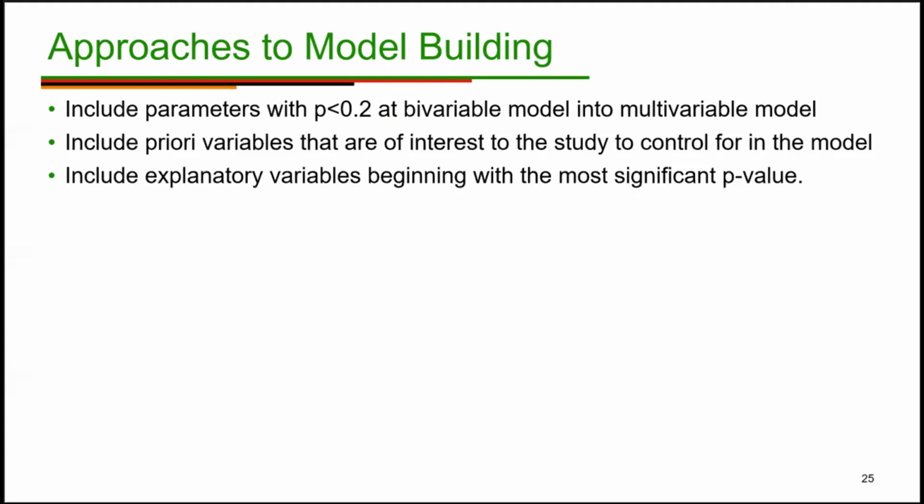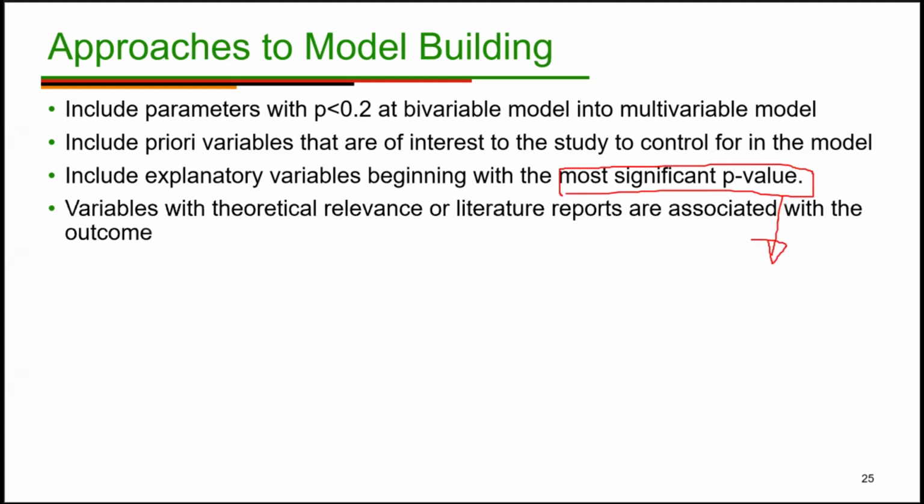So once you've decided on those variables, the mistake that many of us make is just to throw everything into your model. And sometimes you have a variable that is creating some noise or is straining your model. Instead, what you should do is include explanatory variables beginning with the most significant p-value, and then you begin to add them that way, which some people often call investigator-led approaches, right? We've already talked about the theoretical or literature relevance in that regard.